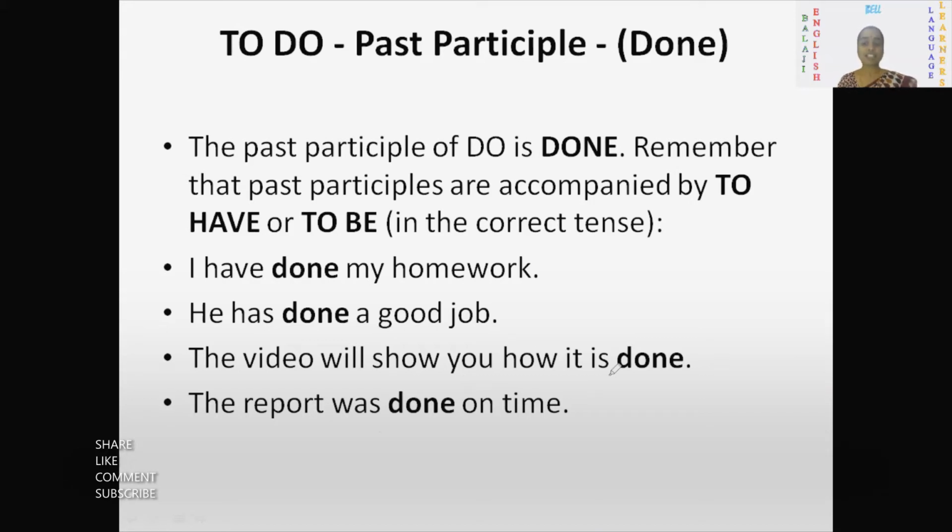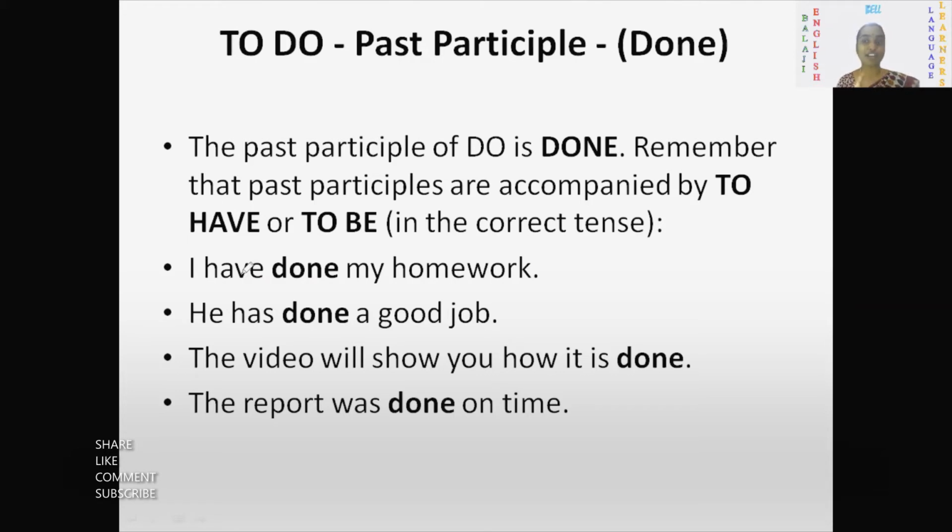Okay. Suppose I say the sentence, I have done my homework. I done my homework is wrong. So you have to remember to use to have or to be forms. What are to be forms? Is, was, are, am, like that. Okay. So either you write, I have done my homework, or you write, he has done a good job. You can write either has or have. Where to use have, has, had.